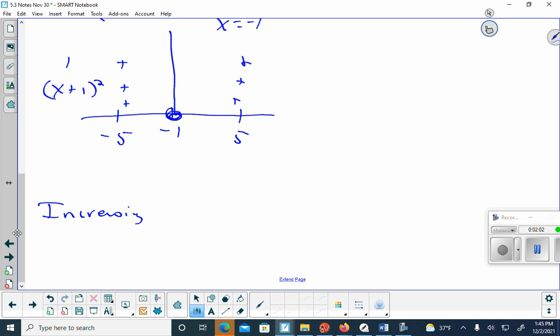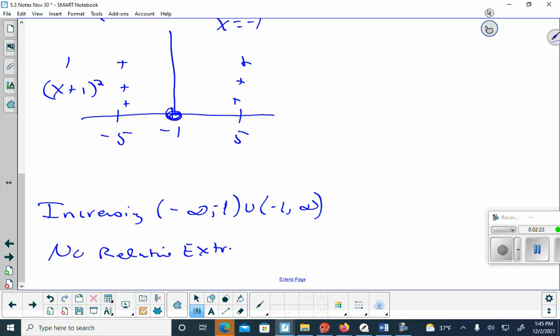But remember, at that negative 1, it's neither increasing nor decreasing. It's a critical number. It's where the derivative does not exist. So I'm going to say negative infinity to negative 1, union negative 1 to positive infinity. You have to leave the negative 1 out. Now, since I don't change directions, there's no relative extrema. Good?